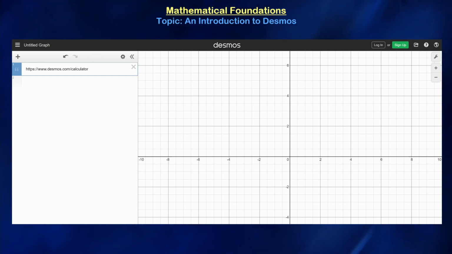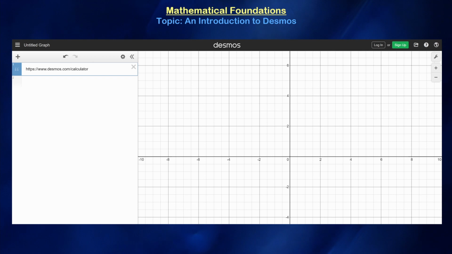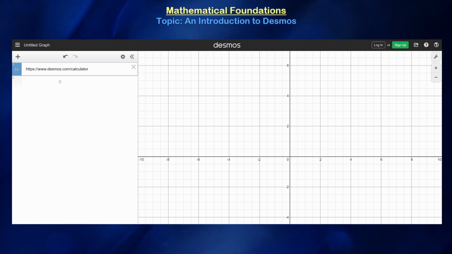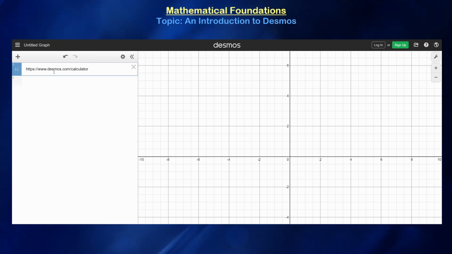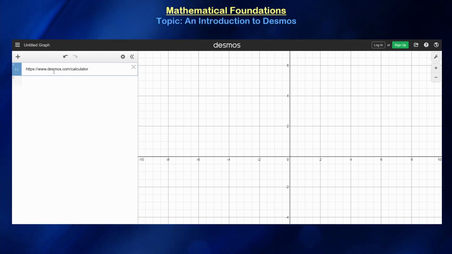In this video, we're going to be introducing you to a software that can be easily accessible online for free, and this software platform is called Desmos. You can find it at www.desmos.com/calculator, and then you can start doing some of the things that I'm about to show you that it can do.